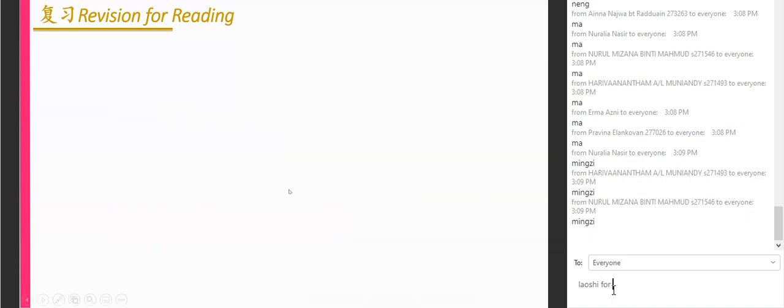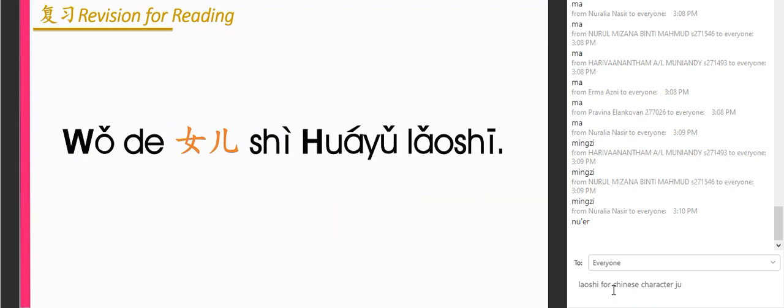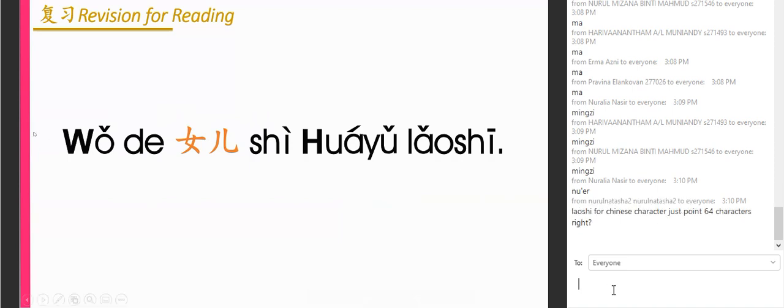Then number 3, for example, this one. Which character is it? Oh, very good. It's a dancing girl here, right? So it's 女儿, daughter. So we read 我的女儿是华语老师. You just make sure you're reading in a louder voice. Make sure I can hear. Okay. If I ask you to repeat, you just repeat again. 我的女儿是华语老师.